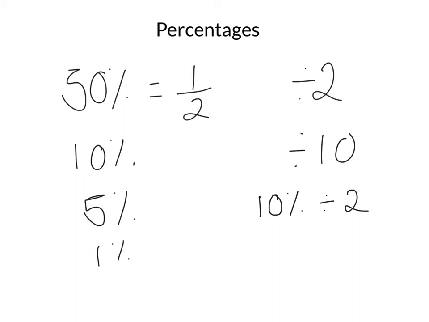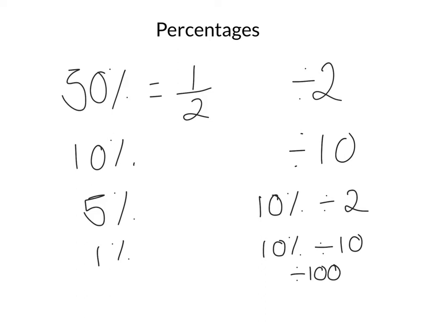To find 1%, there are two ways of doing this. You can either take the value for 10% and divide by 10. That is my preferred way, or you can just divide by 100 the original value. That's just a little bit of a setup, just to refresh your memory.